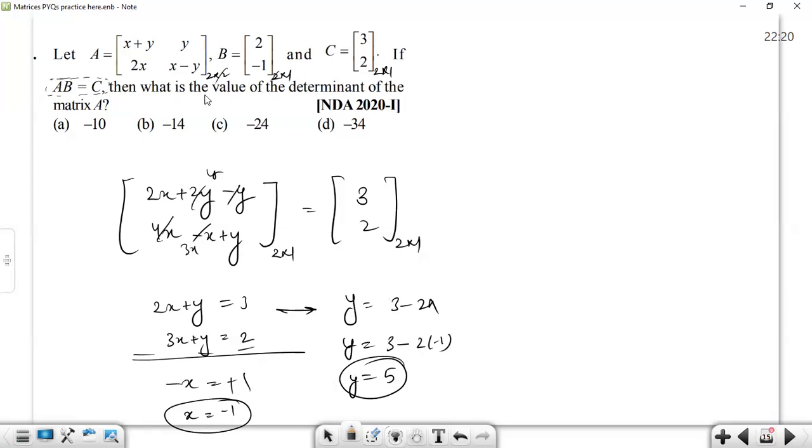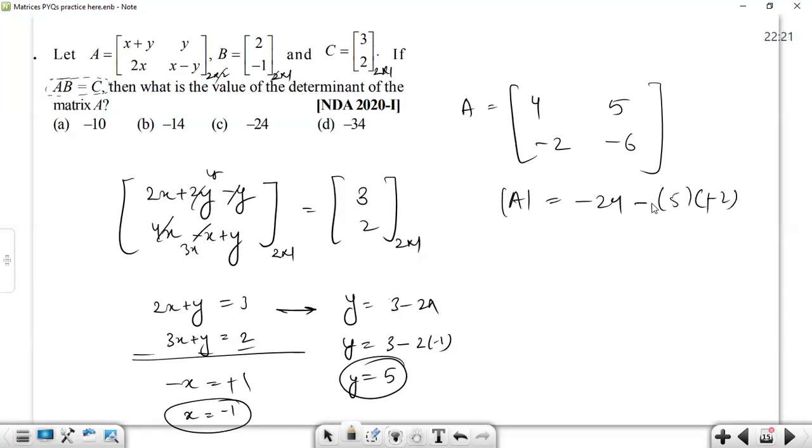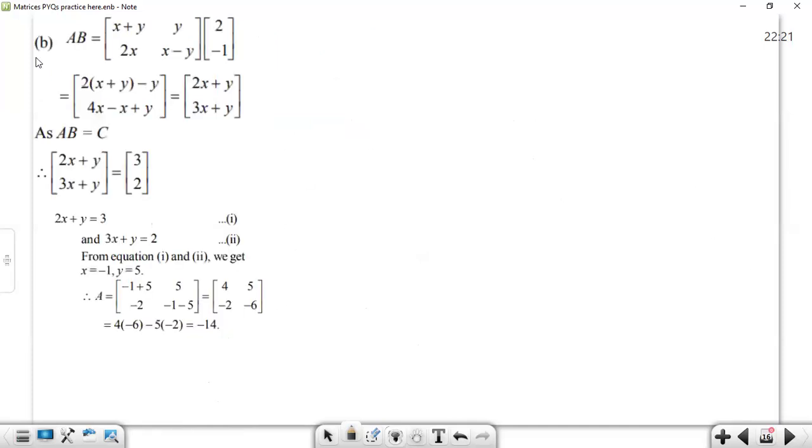Now we have to find the value of the determinant of matrix A. So matrix A is x plus y, which is minus 1 plus 5, 4. Y is 5. 2x is minus 2. X minus y is minus 1 minus 5, minus 6. And what is the value of the determinant? Its determinant will be 4 into minus 6 minus 5 into minus 2, so minus 24, minus into minus cancels, minus 24 plus 10, minus 14 should be the answer. Any doubts, anyone?